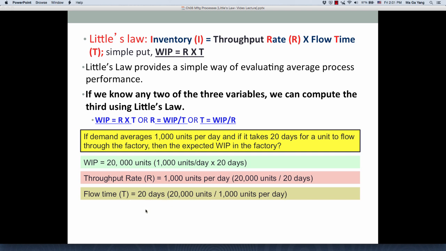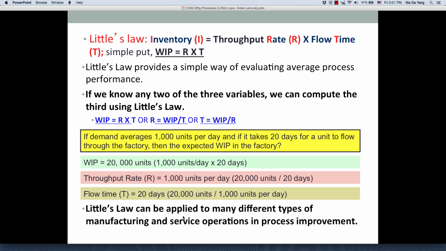So this conversion is very useful when diagnosing plant performance. Therefore, Little's Law can be applied to many different types of manufacturing and service operations in process improvement. In the next video lecture, I'm going to explain sample problems of Little's Law.